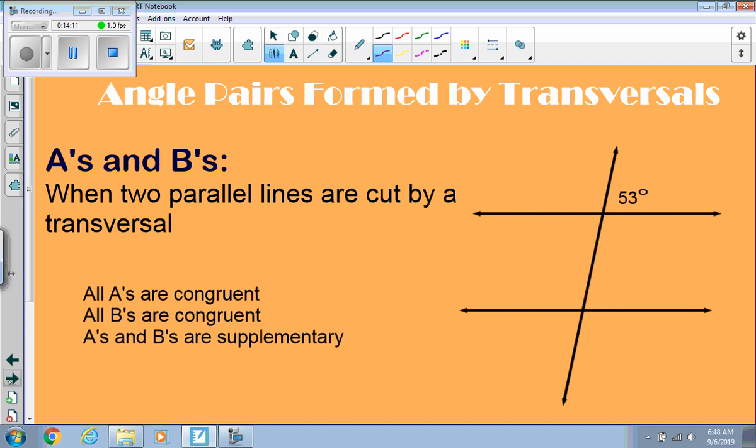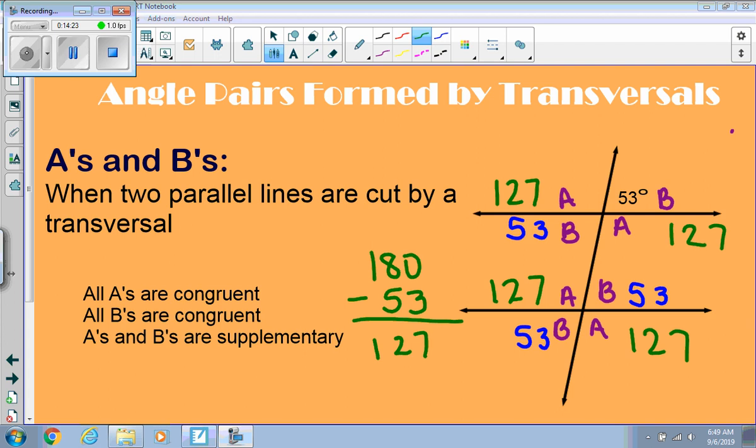So there I've got 53 in the top. I want you to go ahead and fill out your A's and your B's and see if you can figure out what all the other angles are going to be and check with what I have on mine. All right, so if you had filled it out with your A's and your B's, you would have gotten all of the B's 53, all of the A's 127.